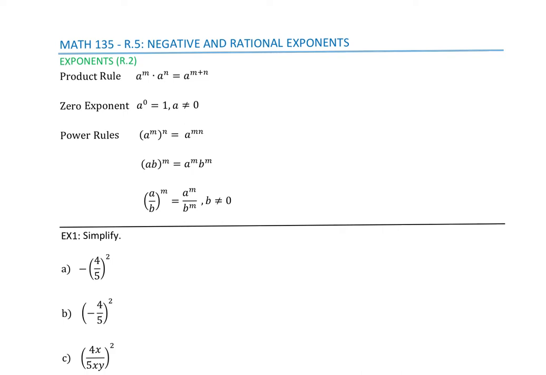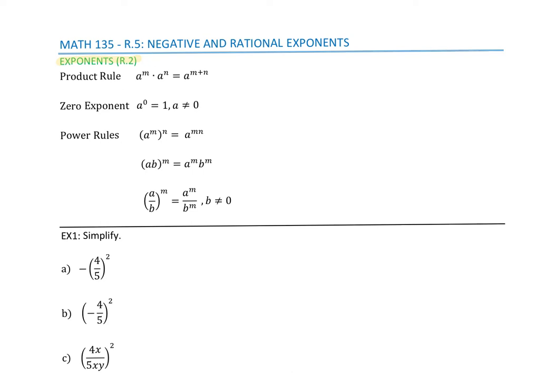In R5, we're going to look at exponents. Now, there were some properties of exponents in section R2 that you see here. And they were our basic rules for exponents. The first one is the product rule.